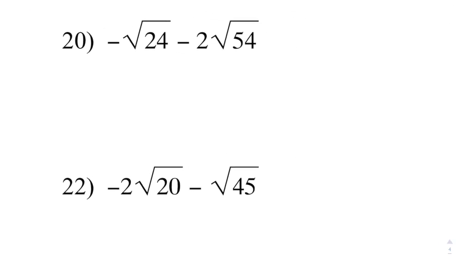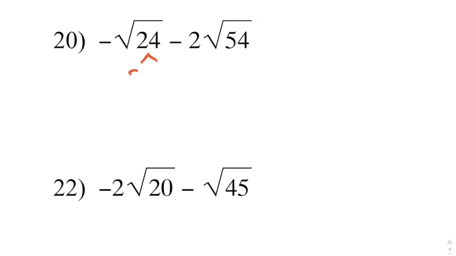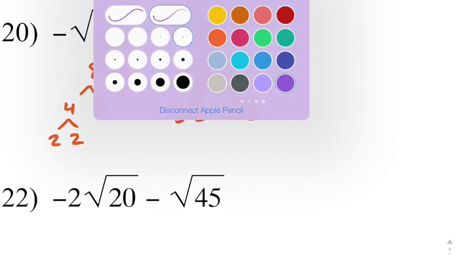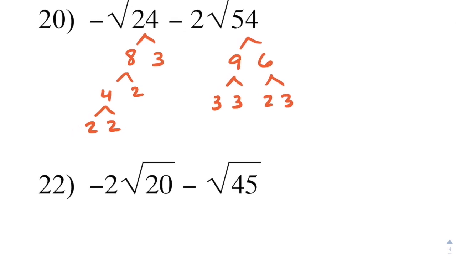20, let's see, 8 times 3. Then I got 4 times 2. And I have 2 times 2 for 54. Let's see, 9 times 6. 9 times 6 is 54. 9 is 3 and 3. 6 is 2 and 3. I'm going to go and circle the ones that are pairs. So we have these, and these are left.